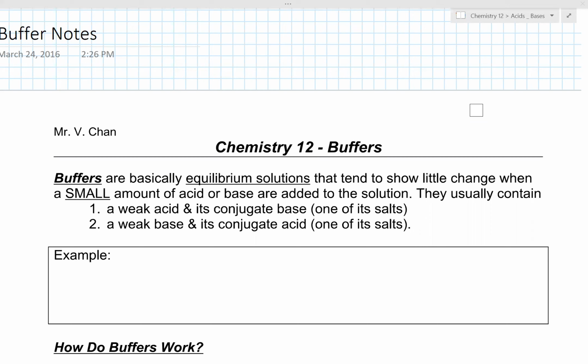Now, some of you have already been exposed to buffers in biology, but what I wanted to do was focus on how buffers work. What are the chemical principles in how a buffer system works? So what are buffers? Buffers are basically an equilibrium solution that tends to show little change when a small amount of acid or base is added to the solution. A couple of keywords there: they show little change when a small amount of acid or base is added to a solution.